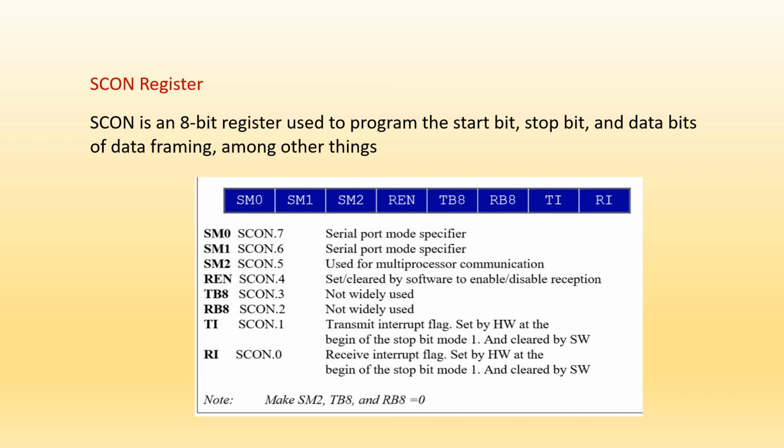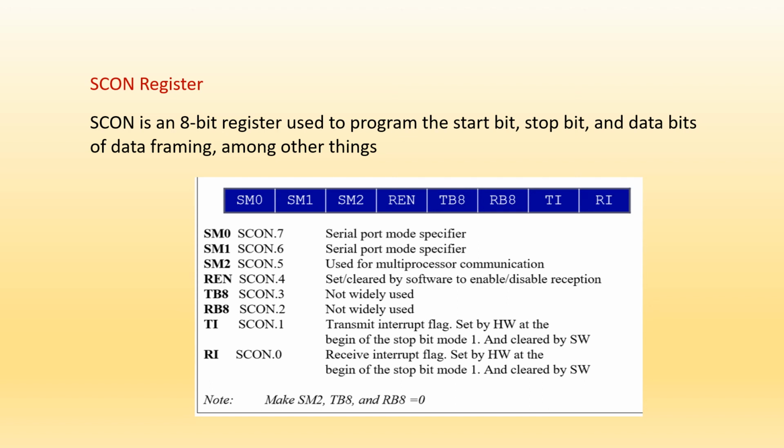These SM0 and SM1 bits are used to set the mode of serial communication. SM0 SM1 equal to 00 indicates mode 0, 01 indicates mode 1, 10 indicates mode 2, and 11 indicates mode 3. Usually we use serial mode 1, that is SM0 is 0 and SM1 is 1. The SM2 bit is used for multiprocessor communication. We are not using that application here, because of which the SM2 bit is set to 0.